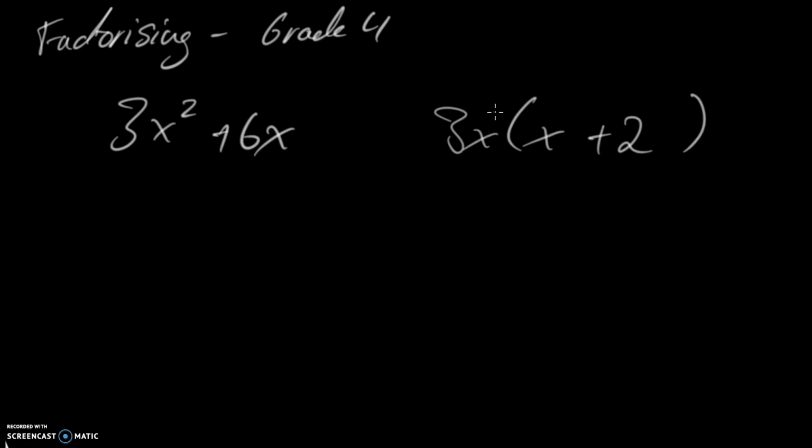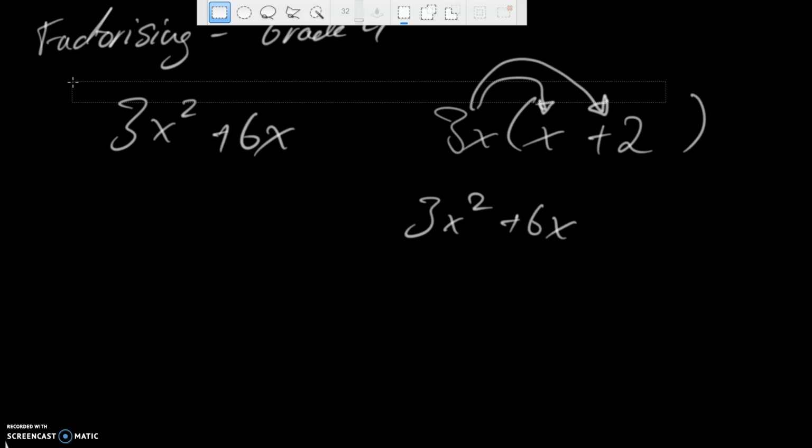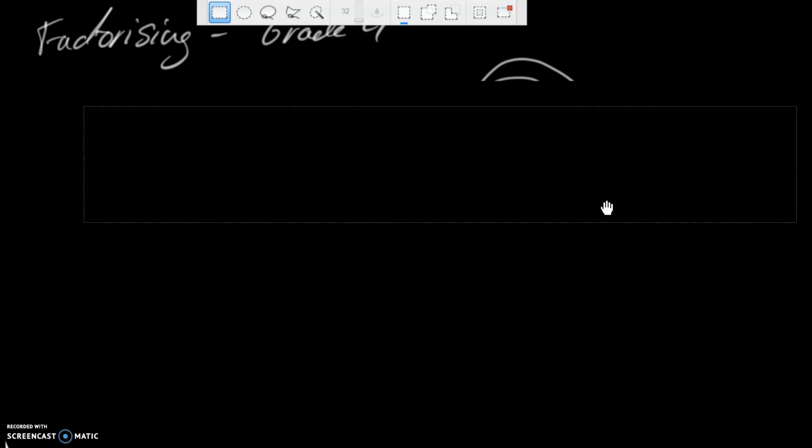If we decide to open this bracket again, we just go like this: 3x times x, and 3x times 2, which gives us 3x squared plus 6x. So I'm going to give you another example. Let's delete this.